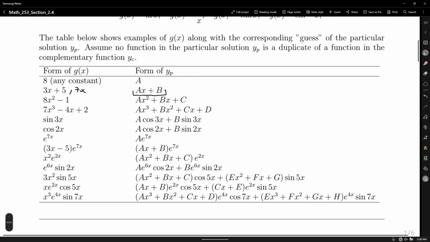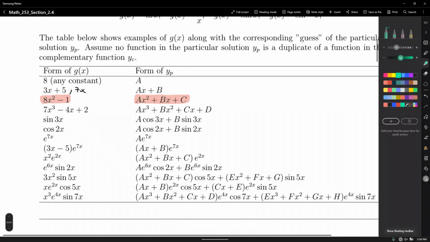Let's keep increasing this. What if you have a second degree polynomial? Notice in this case, 8x squared minus 1 is missing the linear term, that is, the term having x to the first power. Well, the form of the guess would be the entire generic quadratic polynomial. Let's say you have a cubic, like 7x cubed minus 4x plus 2. Again, notice in this case the x squared is missing. We still need to write it in the generic form. We need to write the entire polynomial.